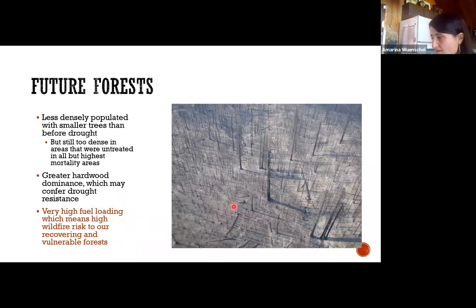And while we have lost a lot of forest to high severity fire, we still have a lot of forest left, and the very high fuel loading that we have in those unburned areas should be a priority for our management.